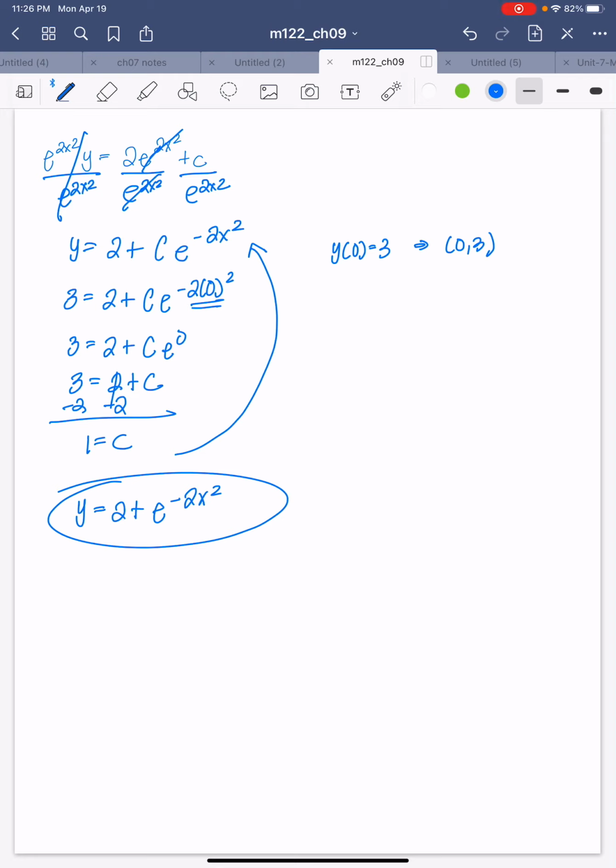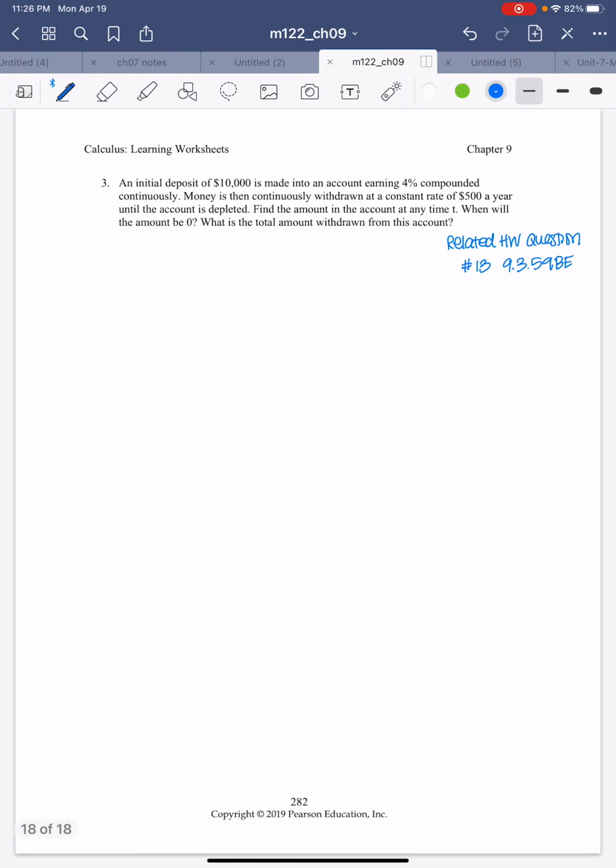Okay. One more. This time we are going to work on an application problem. So we will come up with our equation and then solve by integrating factor. So let's read it through. An initial deposit of $10,000 is made into an account earning 4% compounded continuously. Money is then continuously withdrawn at a constant rate of $500 per year until the account is depleted.